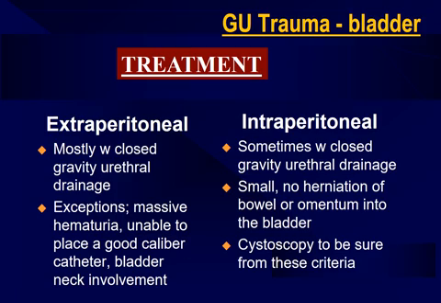Sometimes, if it's small and self-limited, the patient is stable, it can be treated the same as extraperitoneal trauma by having a good size bladder catheter put in for drainage, giving antibiotic, watchful waiting. If there is a small or no herniation of bowel or omentum into the bladder, again it can be treated with a catheter. Cystoscopy in such a case is very important to determine whether we need intervention or not.